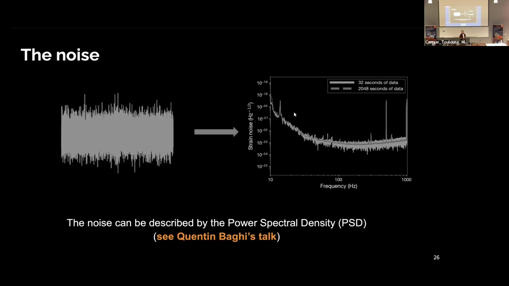So in the gray line, we have a PSD that's been generated based on 32 seconds of data. And in the gray dashed line, you can see the PSD that's been generated over 2,048 seconds of data. Again, I won't go into any details about this because this was covered in Quentin's talk from a few days ago. But a key thing that I'd like you to take away from this is that the more data we have, the better when generating a Welch PSD, which is what's shown here. So you can see that when we analyze 2,048 seconds of data, the PSD is a lot smoother and has less noise associated with it.